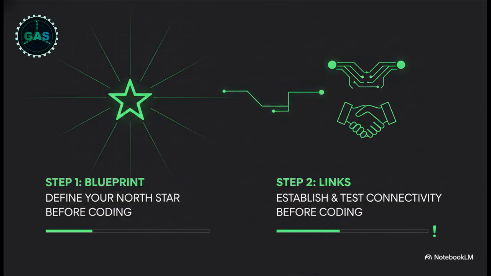Then you move into the links phase, where the AI tests all those MCP API connections we were just raving about. It establishes this virtual handshake to prove, hey, I can actually communicate with Fireflies, Notion, or your database before it even attempts to write a single line of code.